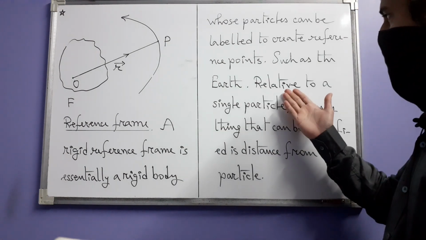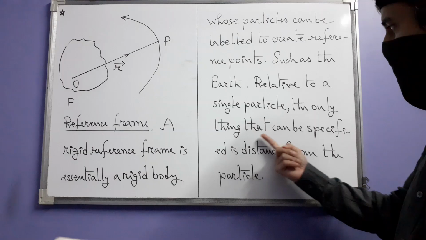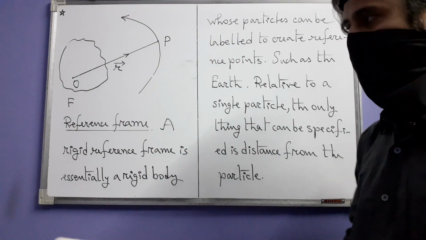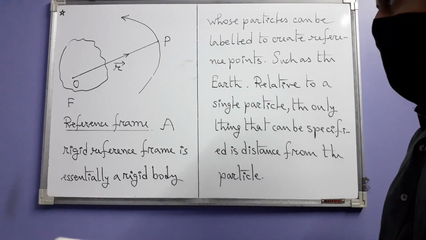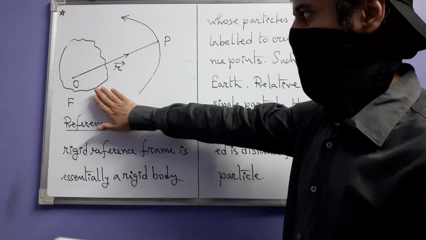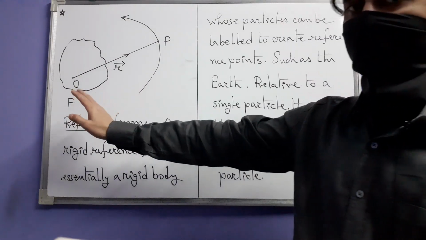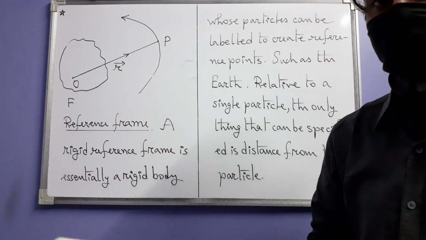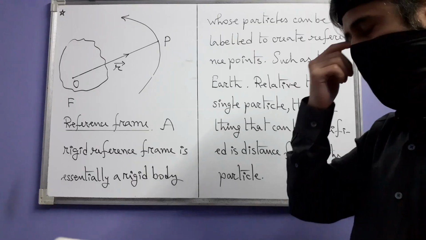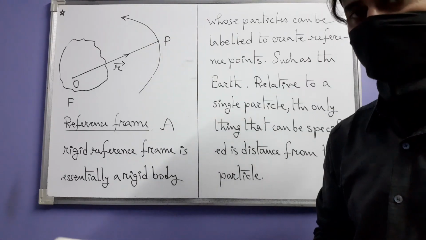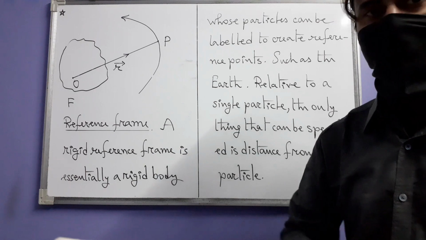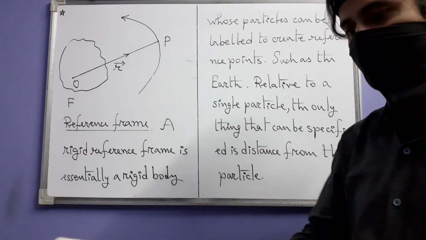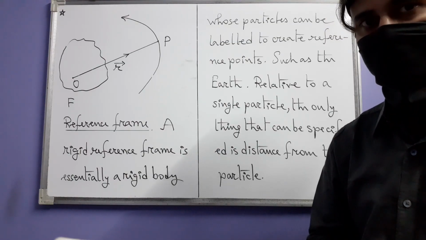And the reason is this: relative to a single particle, the only thing that can be specified is distance from the particle. Alright, but then how is that a problem? The problem is this: you imagine for a moment that the rigid reference frame F is not present here, and you only have the point O. Now the particle P is moving. Now you imagine yourself moving with P. Say P is some kind of vehicle and you are moving. How do you track your motion? And how do you even know that you are moving? By looking outside, looking out the window.